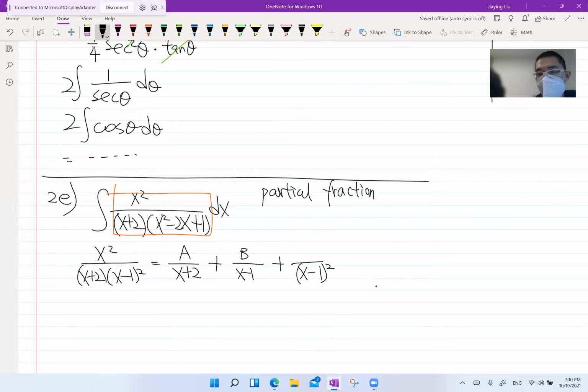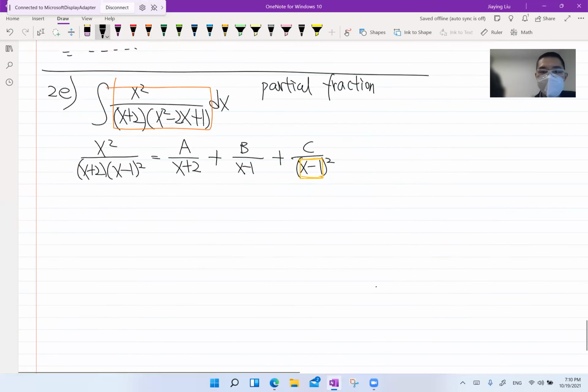Now, what is the numerator? Because x minus 1 is linear, the factor inside the parentheses is linear, so the numerator would be just a constant c. And we have to figure out a, b, and c.